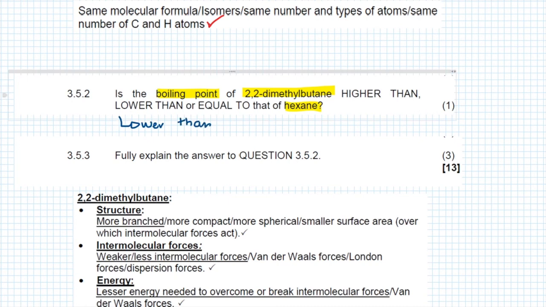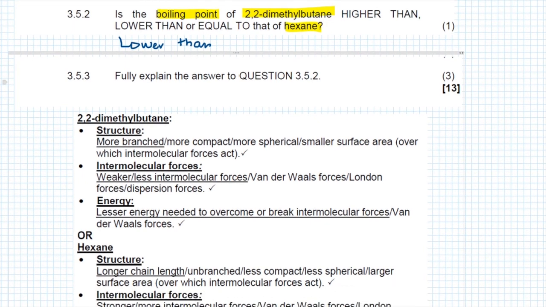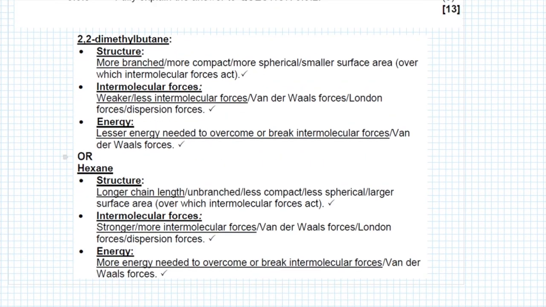The reason for this needs to be explained in question 3.5.3, and you had options. I'm going to use the second option, but of course you can read and make sure to understand the first. The second option explains in terms of hexane. We say hexane has a longer chain length, or you can say it is unbranched, less compact, less spherical, or that it has a larger surface area. I would have probably mentioned that it has a larger surface area over which intermolecular forces can act.